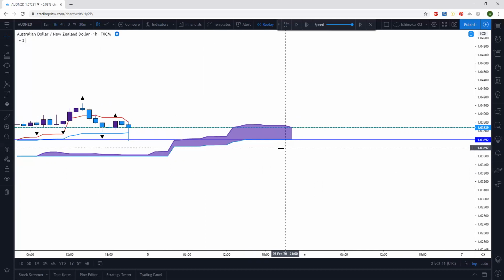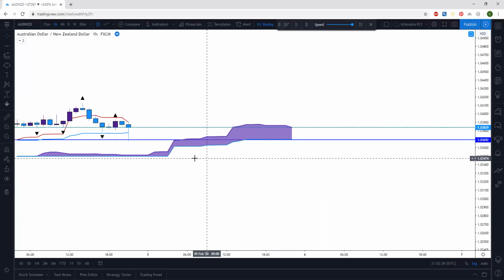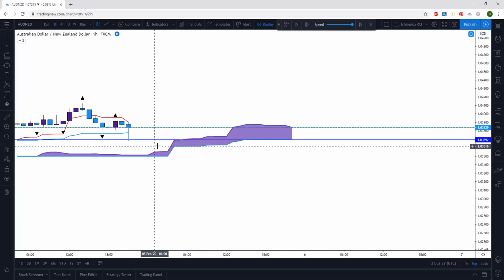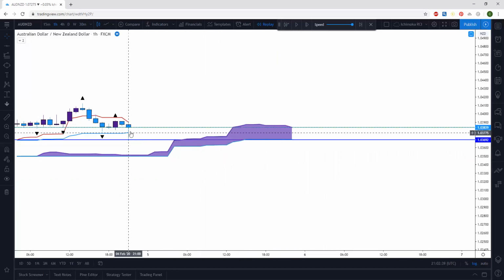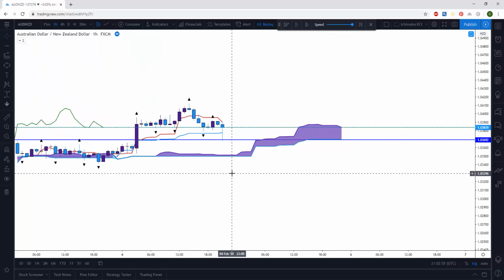Yeah, this cloud here, it's starting to go down. It's starting to angle down right here. Right. So as far as an entry position, for me, I will wait until, of course, I get that bearish TK cross, the cloud continues to angle down, and look for selling opportunities below this blue line.